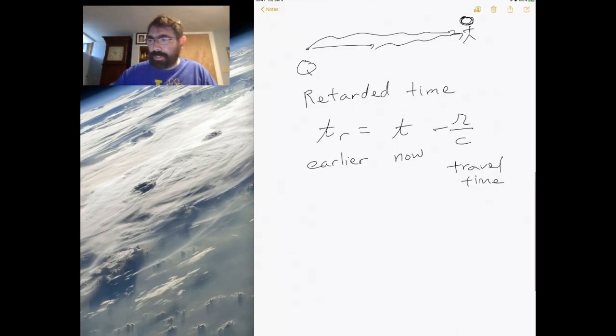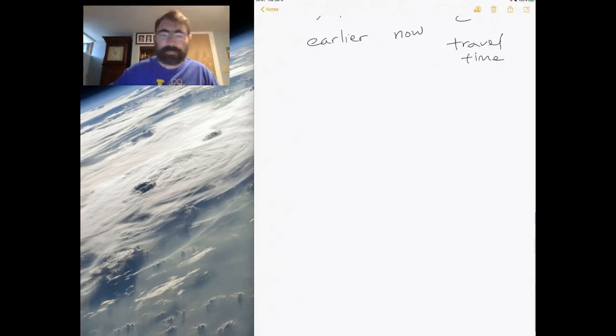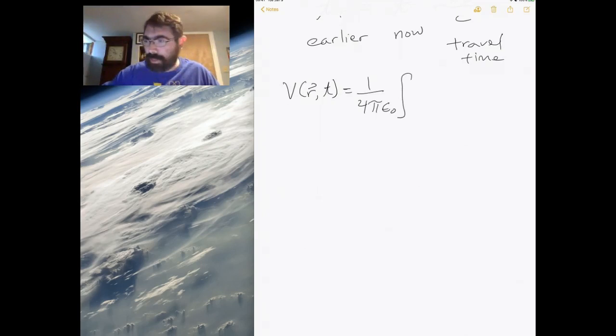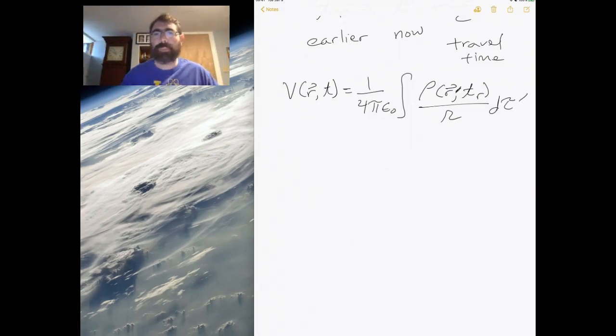So what we can do now is then just modify our equations by adding in a time. So we have the electric potential measured at some position r at a time t, and it's equal to 1 over 4 pi epsilon naught, the integral of the charge distribution at a position r prime at a time t sub r, divided by the distance and then integrated over the volume.